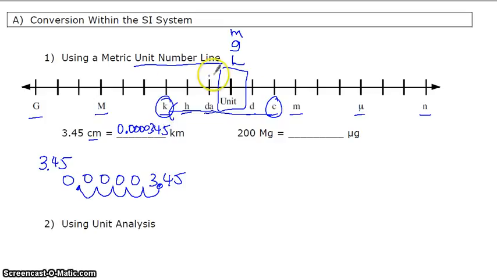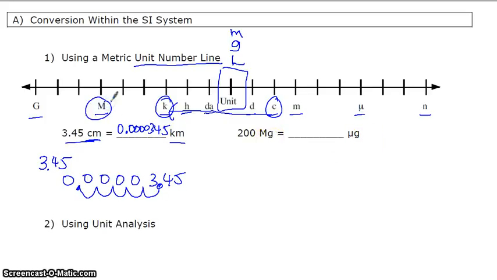On the number line, if you move to the left, then you move to the left. If you move to the right, you move to the right. And centimeters is a smaller unit than kilometers. So from centimeters to kilometers, the number gets smaller. All right, 200 megagram to microgram.